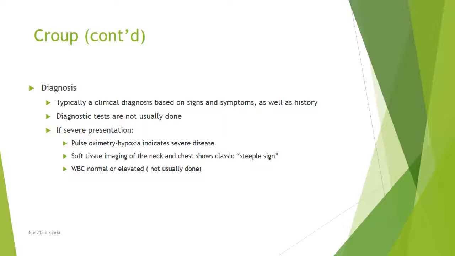If severe presentation, you should do pulse oximetry because hypoxia indicates severe disease. Then soft tissue imaging of the neck and chest shows the classic steeple sign. WBCs may be normal or elevated, and all these tests are not usually done.